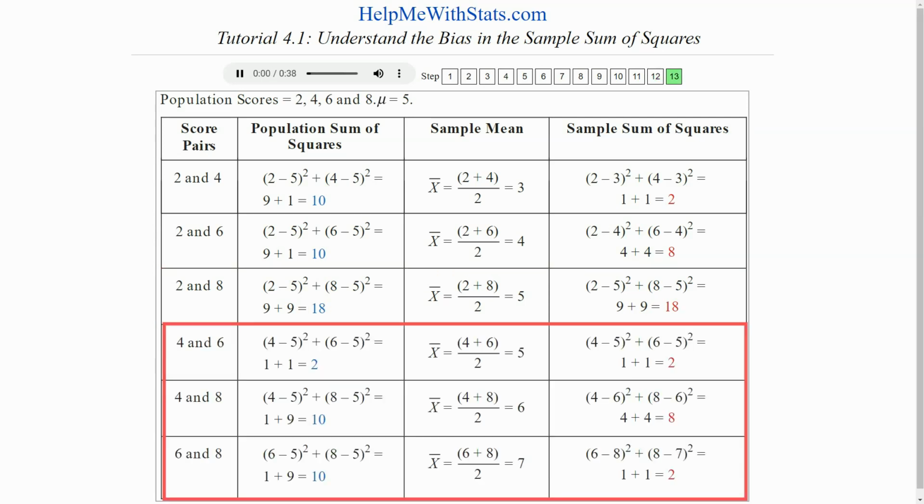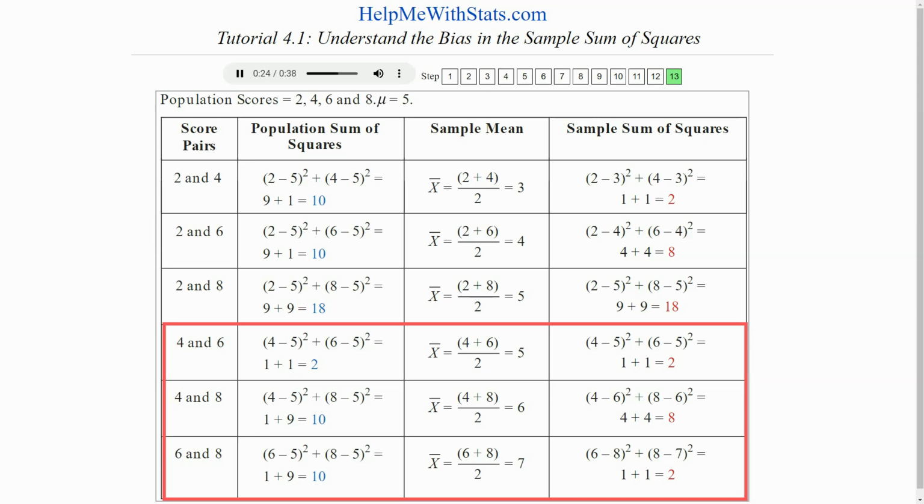Let's finish the calculations for the rest of the pairs. As we can see, the population sum of squares, in blue, is greater than or equal to the sample sum of squares, in red, for all of these pairs. The total sum of squares for all the scores in the population is 10 plus 10 plus 18 plus 2 plus 10 plus 10 is equal to 60.